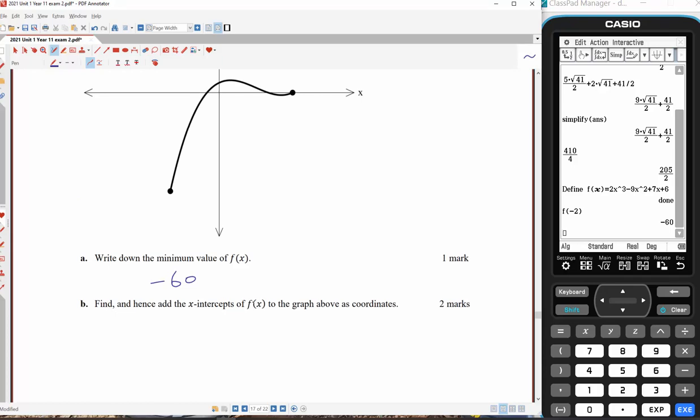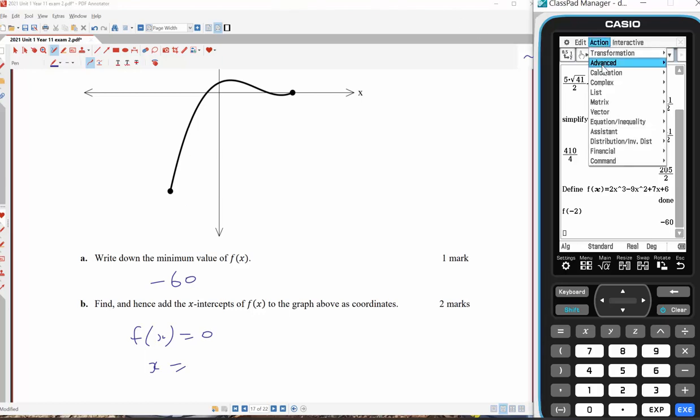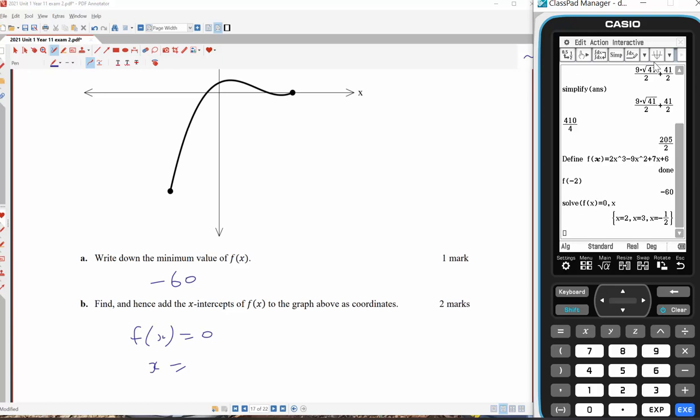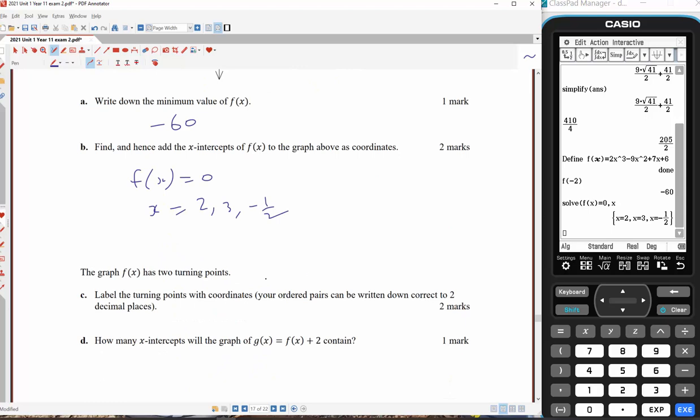Find and hence add the x-intercepts of f of x to the graph above as coordinates. So f of x equals 0, x is equal to negative 1/2, 2, 3. So that one there is negative 1/2, 0. That one there is 2, 0, 3, 0. The graph of f of x has 2 turning points.